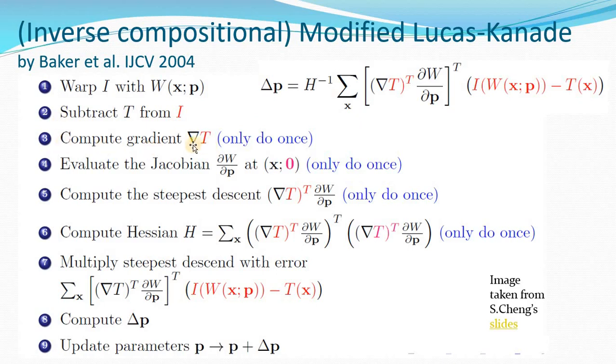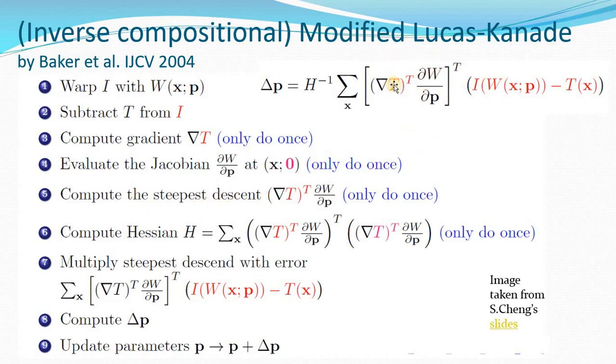Now you compute the gradient of T. We are computing the gradient of T, but you can do this only once. You need not repeat this as we were doing earlier. So you can compute the gradient of T only once and keep it. Next, you can evaluate the Jacobian at 0, x comma 0, and also just do this once. Compute the steepest descent.